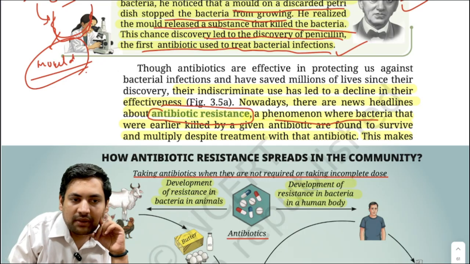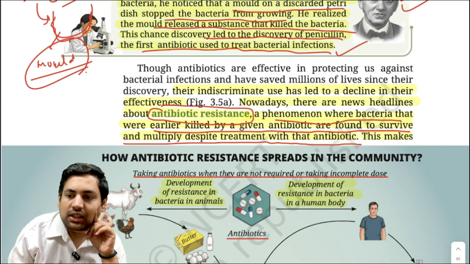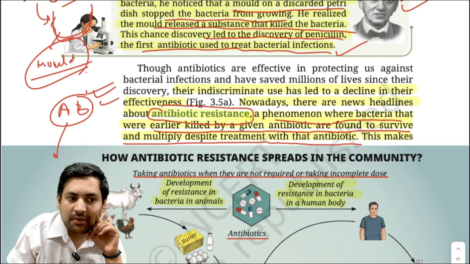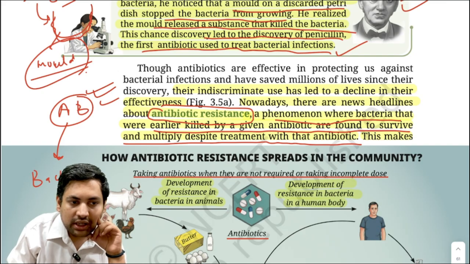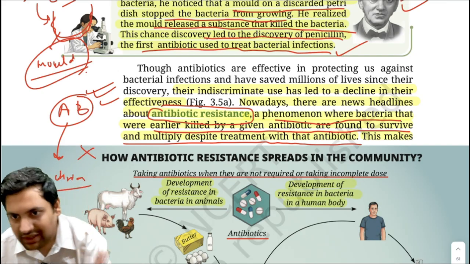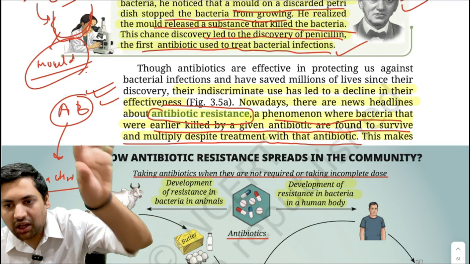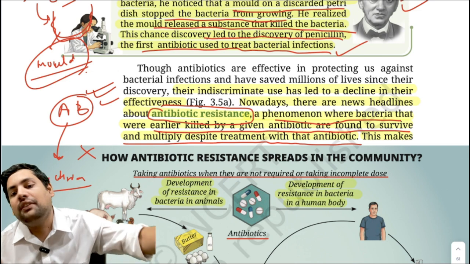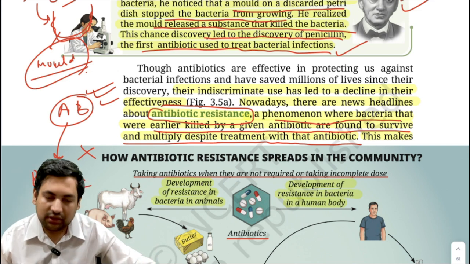This is the phenomenon where bacteria that were earlier killed by a given antibiotic are found to survive and multiply despite treatment with that antibiotic. Basically, some antibiotics used to work very well earlier, but over time, what has happened? The antibiotics are not that effective on the bacteria anymore. Now, why is that? That we will understand. This phenomenon, that the antibiotic which was very effective earlier is not very effective now, is called antibiotic resistance.